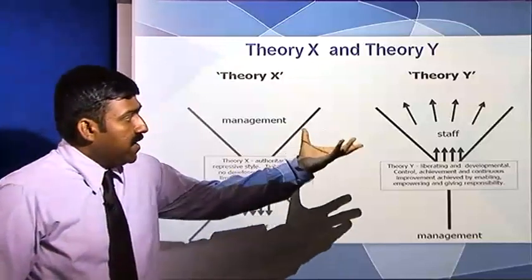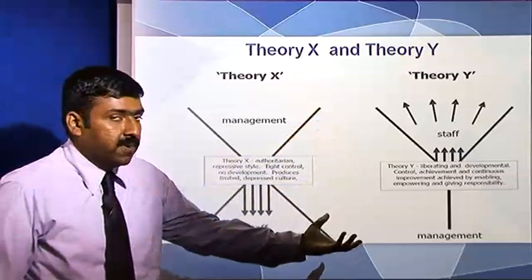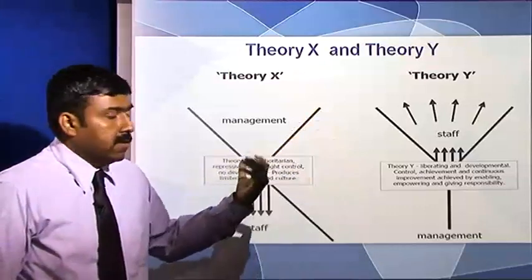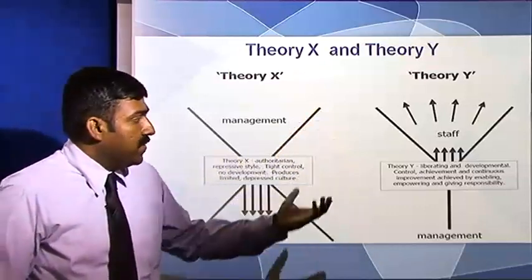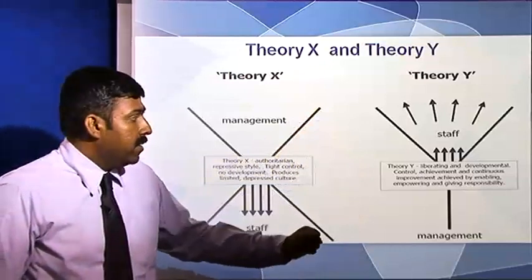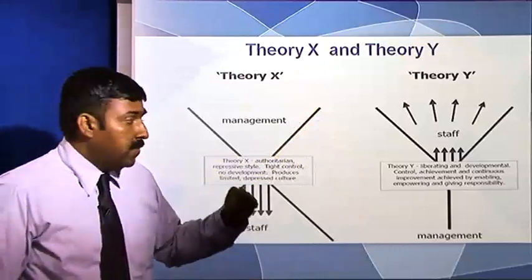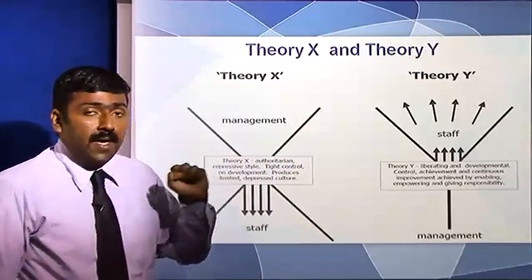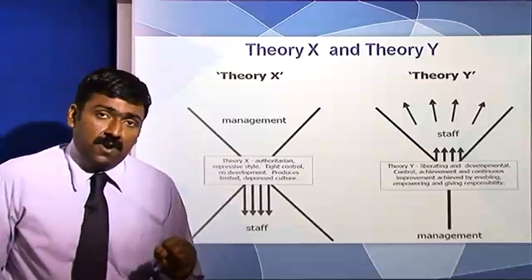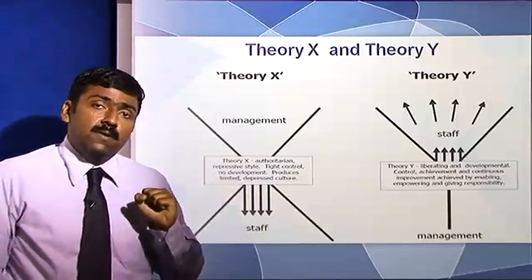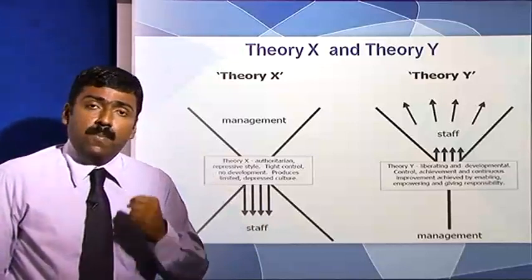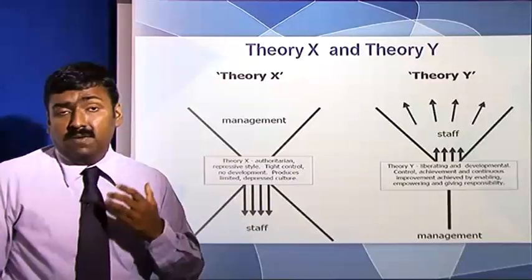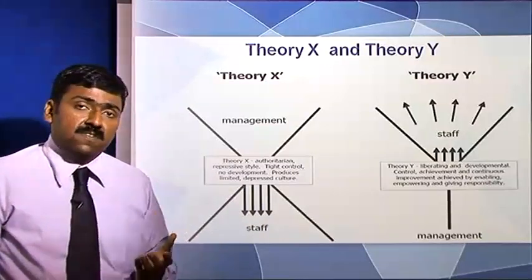So you can see the staff are at the top and you have the management driving them. Quite contrasting styles. Theory Y says liberating and developmental. The control, achievement and continuous improvement is there, achieved by empowering and giving responsibility. Theory Y, people develop based on empowerment, motivation and being given responsibility. Your business results are achieved.